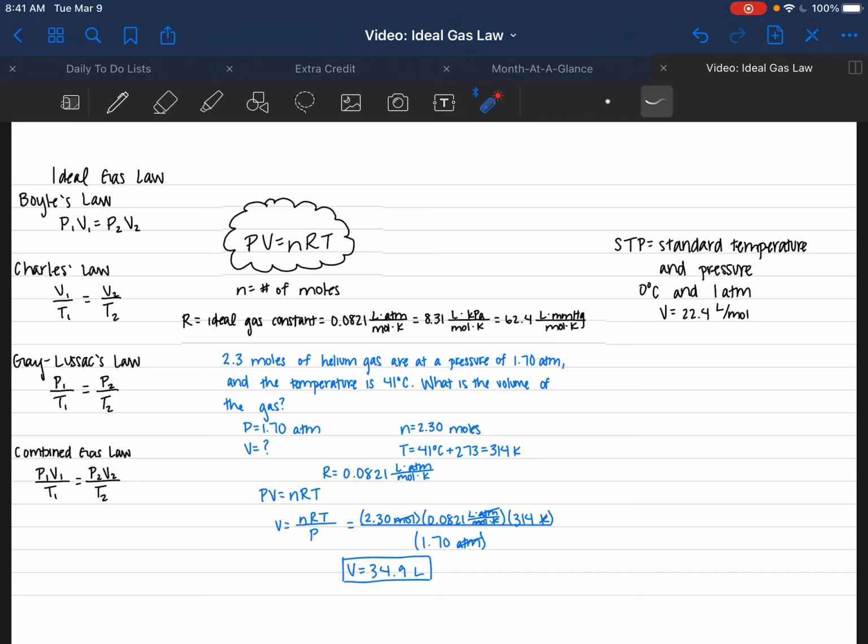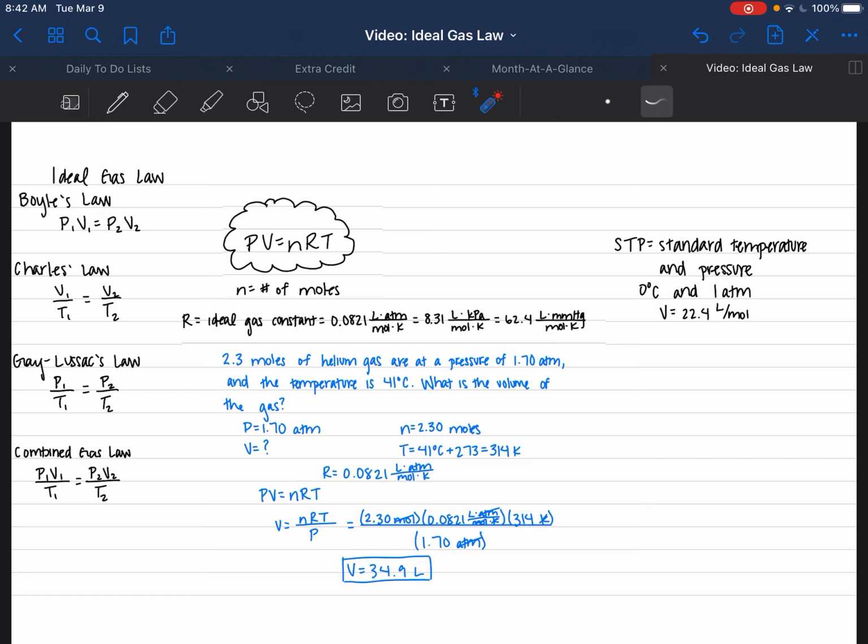So let's look at a practice problem. This says 2.3 moles of helium gas are at a pressure of 1.70 atm, and the temperature is 41 degrees Celsius, and we want to know the volume of the gas. I pulled out those variables just like I did in previous examples, and wrote them out in the order that I would be doing the problem. PV equals nRT. P is 1.70 atmospheres. Volume we don't know yet. N is 2.30 moles. And R is our constant, which I wrote out at the bottom.